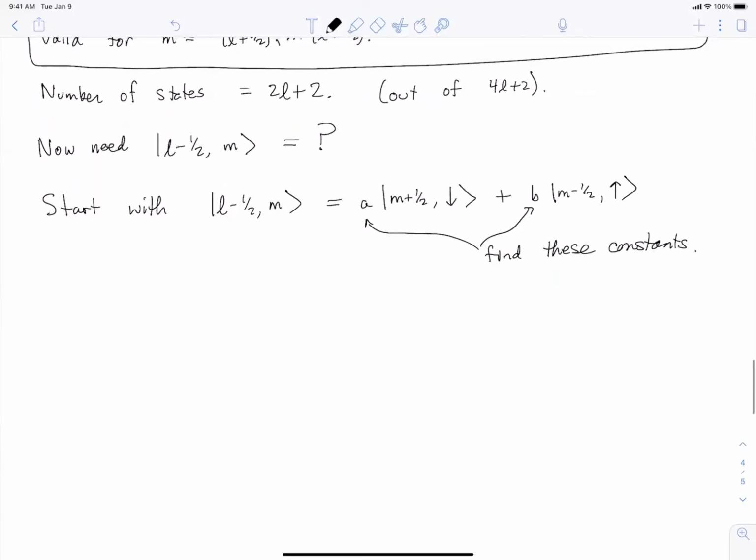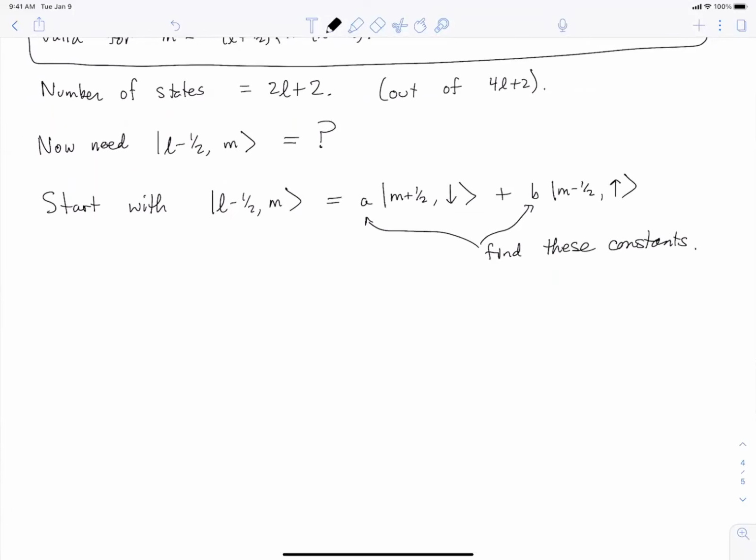Okay, so how are we going to find the constants? We're going to use a math fact that we proved a long time ago. And that is that we know this must be orthogonal to all the states we already have.